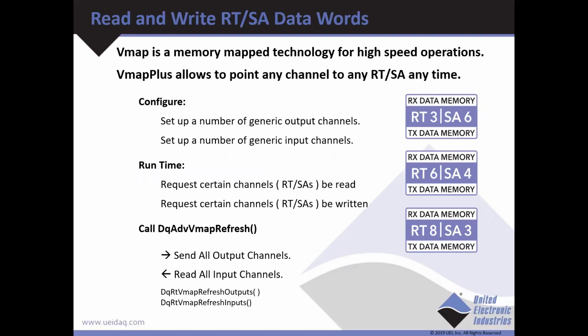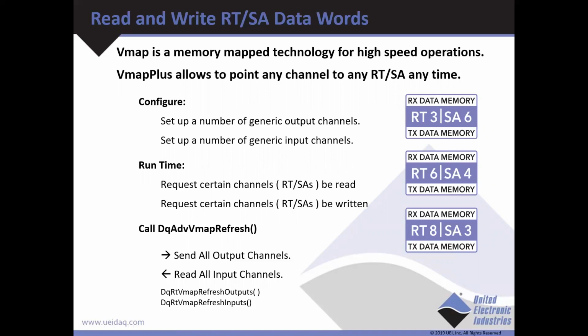We have a technology called VMAP, which is a high-speed memory map technology that allows you to read and write RTSA memory. It's flexible and easy to set up. You set up a number of generic output channels, so they're not assigned to an RTSA yet. And you could have 3, 5, 50, and then you can set up generic input channels. And again, they're not assigned to an RTSA yet.